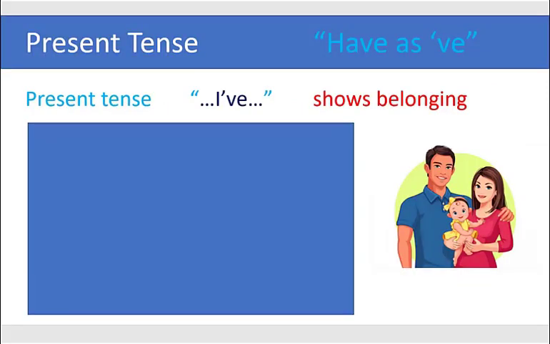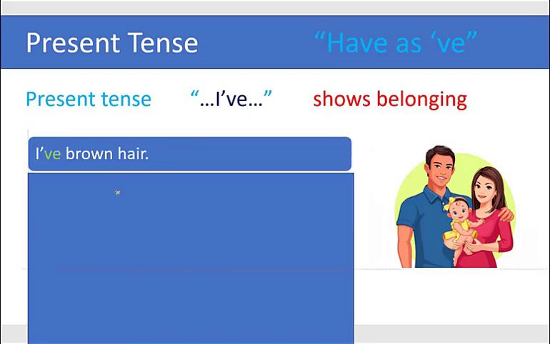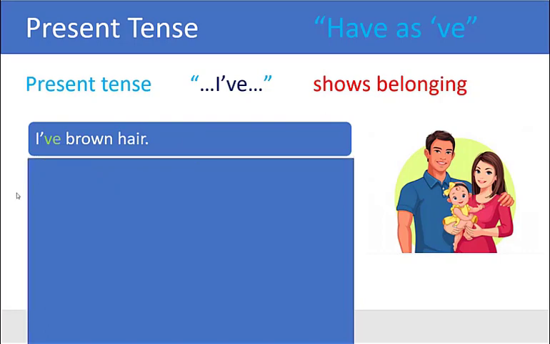Okay, before we finish, I'd like to just mention that the verb have is often shortened. We often use an abbreviation. So let's have a look at the present tense. If we have a look at these sentences, instead of saying I have brown hair, which is perfectly right, we often say I've brown hair, meaning I have. We take out the H and the A and we put in an apostrophe to shorten the word, I've brown hair.